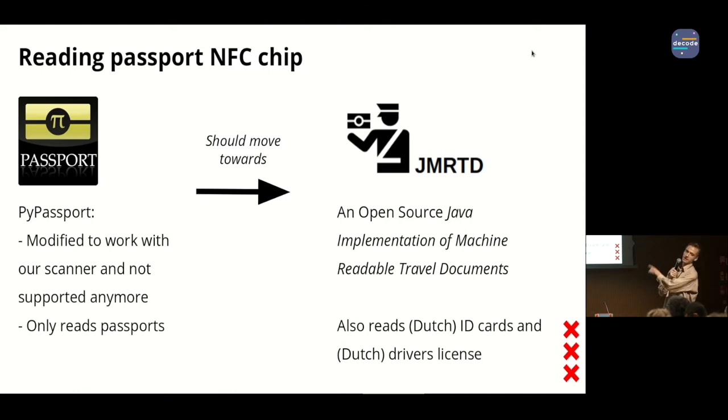So that's why I put here that we should move to something that's more supported, which is, for example, JMRTD, which is also used, I believe, by the Dutch authorities who check the driver's license. They use this library, actually, if I'm correct. Could be not correct.